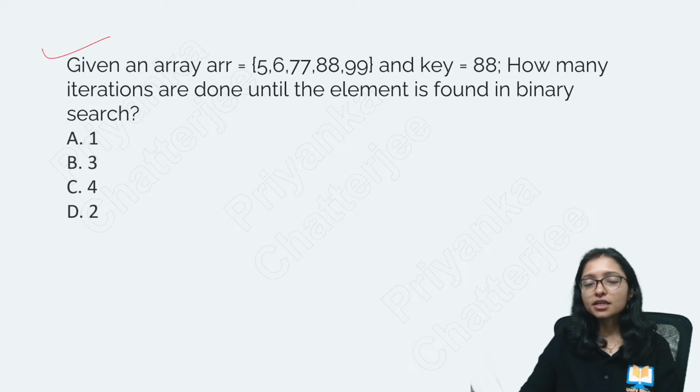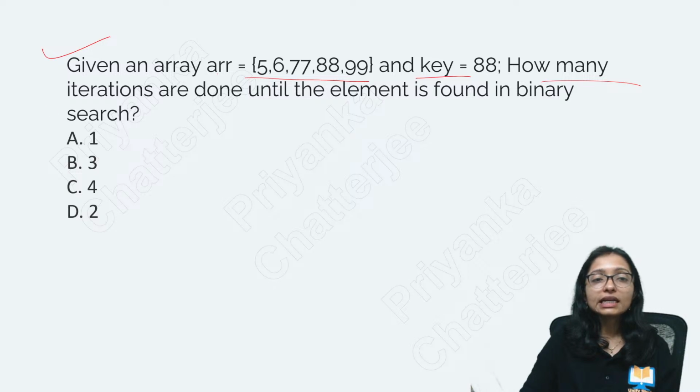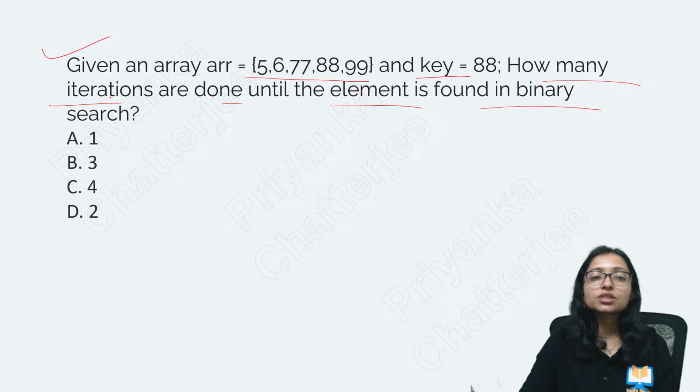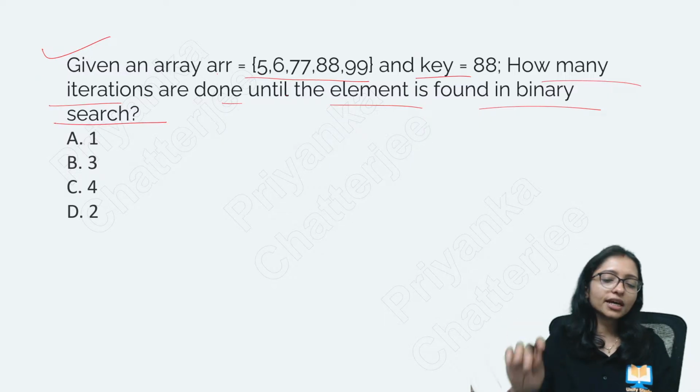Can you tell me the answer for this one? Given an array, this is the array, it is given to you. How many iterations are done until the element is found in the binary search? You have to just tell me the number of iterations, nothing else.